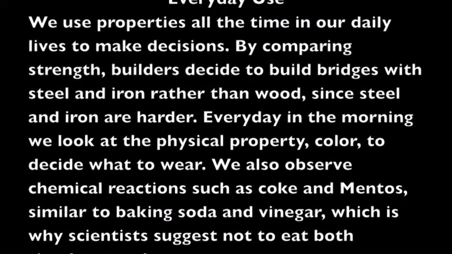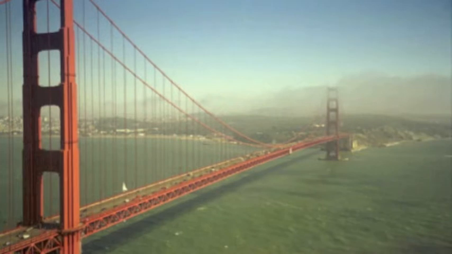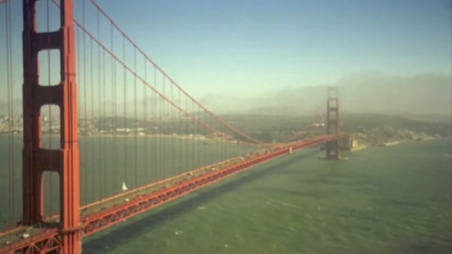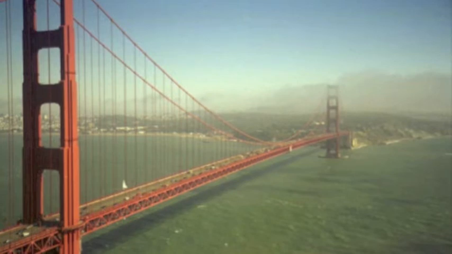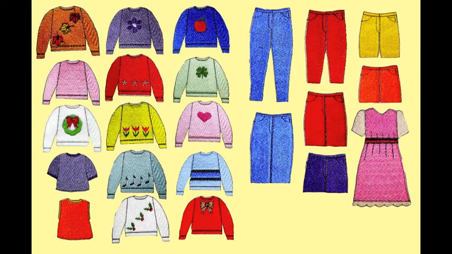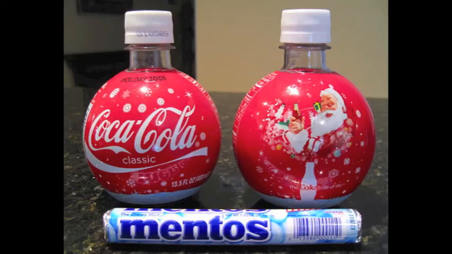We use properties all the time in our daily lives to make decisions. By comparing strength, builders decided to build bridges with steel and iron rather than wood, since steel and iron are harder. And every morning, we look at the physical property of color to decide what to wear, as in the clothes we see right now. We also observe chemical reactions such as Coke and Mentos, similar to baking soda and vinegar, which is why scientists suggest not to eat them simultaneously.